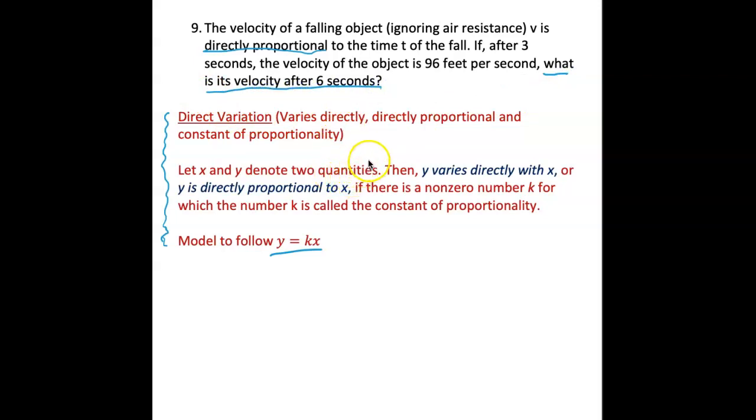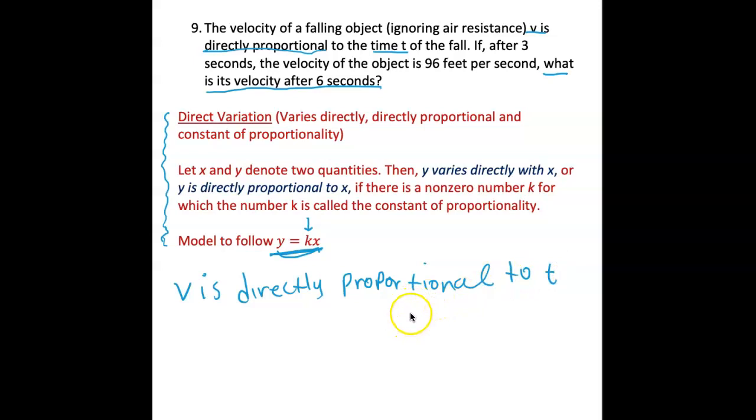Okay, so the model to follow is this one over here, where Y varies with X. So what we don't know is the K. Now let's first label, because if you notice we're given the Y and the X, but here it says B and then T. So it says B is directly, and I'm going to try to write it, proportional to T.